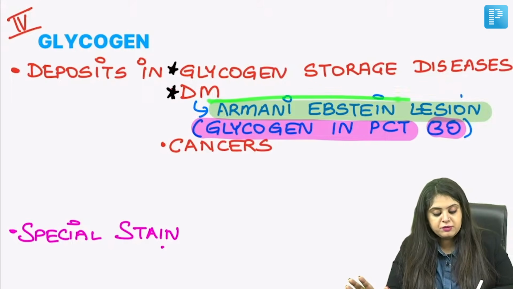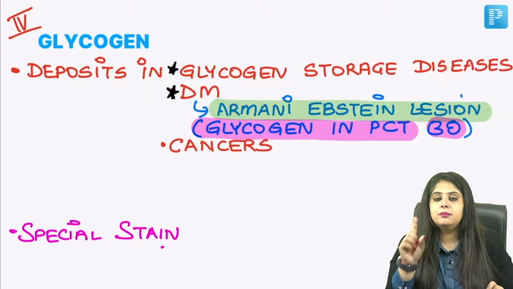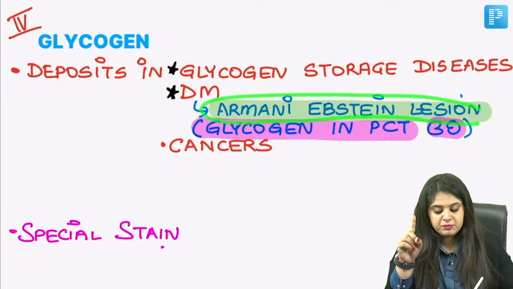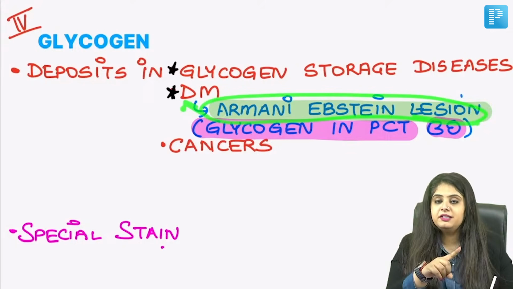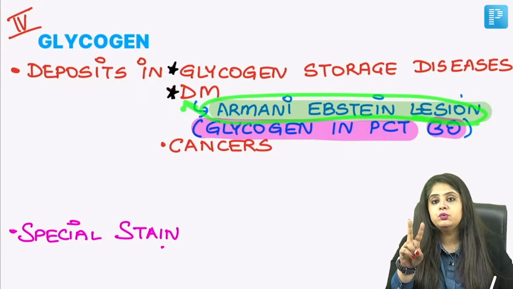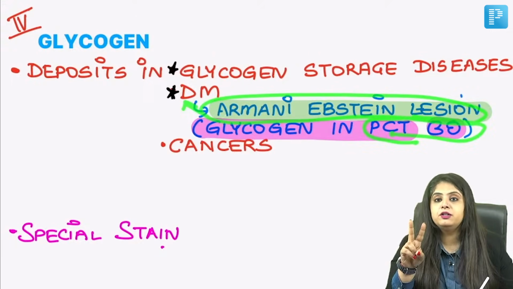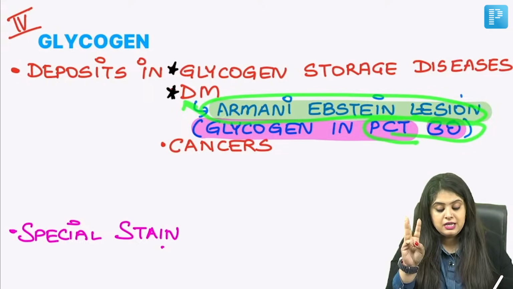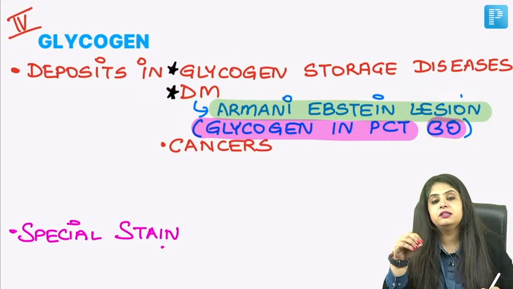So what is Armani-Ebstein lesion? Let's come to 2 questions. Number 1, which disease is Armani-Ebstein lesion seen in? It is seen in diabetes. Where is it seen is question 2. It is going to be seen in the PCT of the kidney. And third question, what is it? It is glycogen going and sitting in the PCT of the kidney.